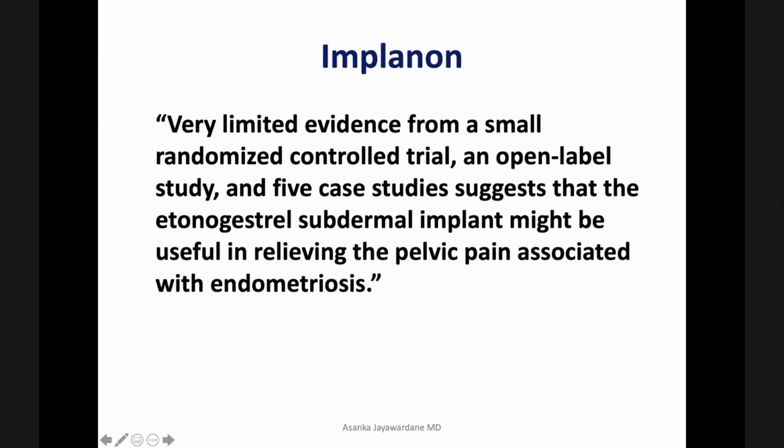Jadelle and Implanon, there's a small amount of evidence that, as we realize that it limits the endometrial flow, it might actually be beneficial, but it's certainly not a first-line treatment because there are other treatment options one can explore before using subdermal implants for pure treatment of endometriosis.